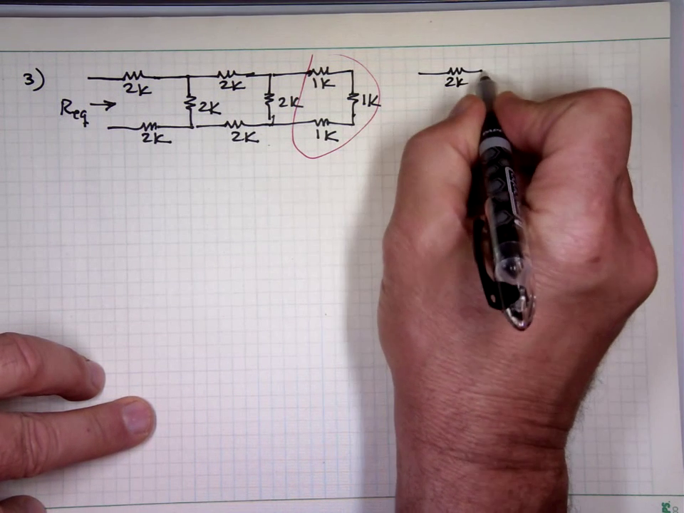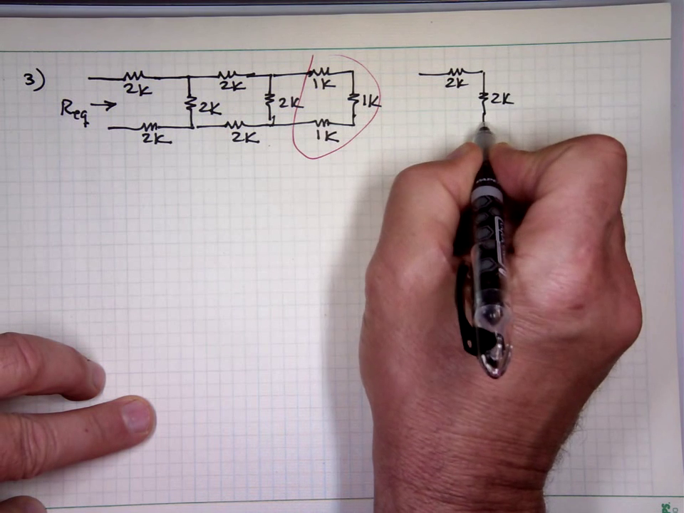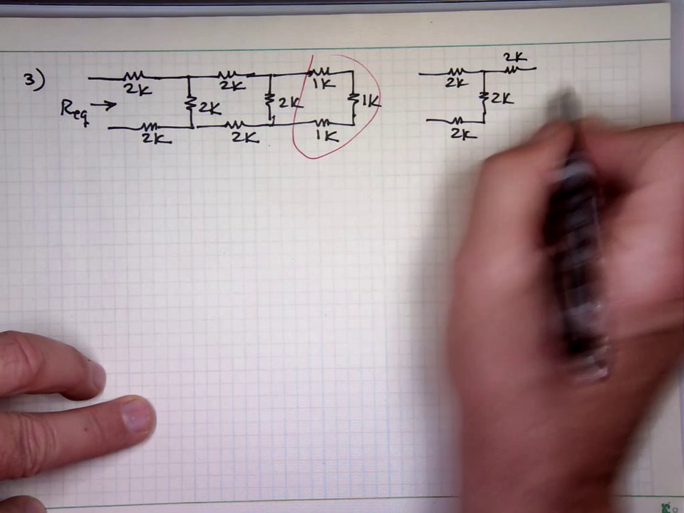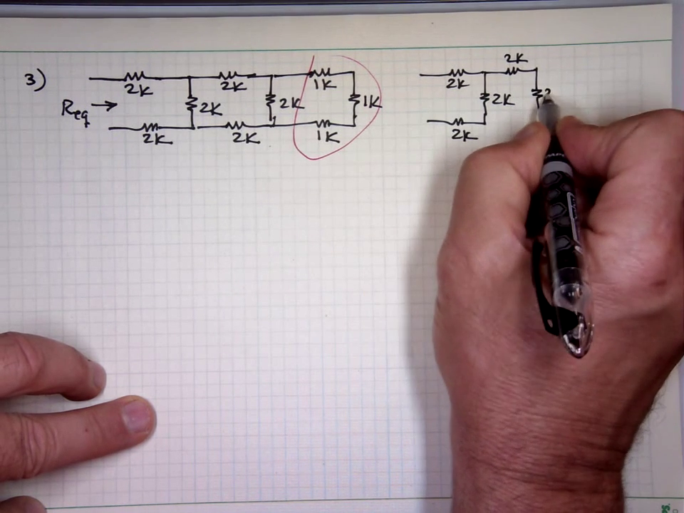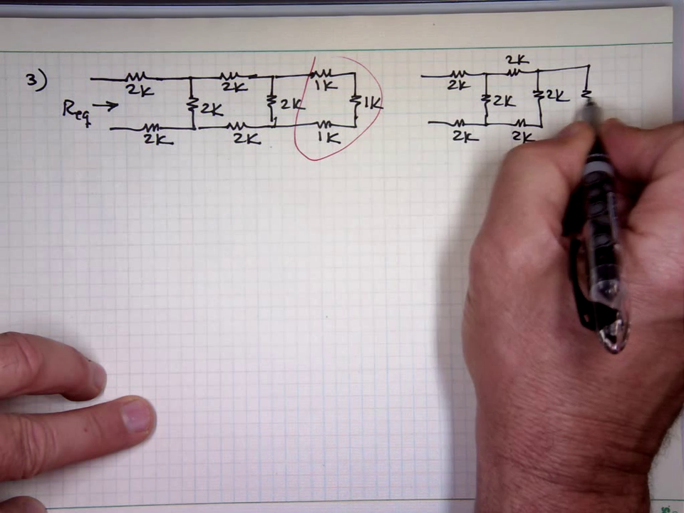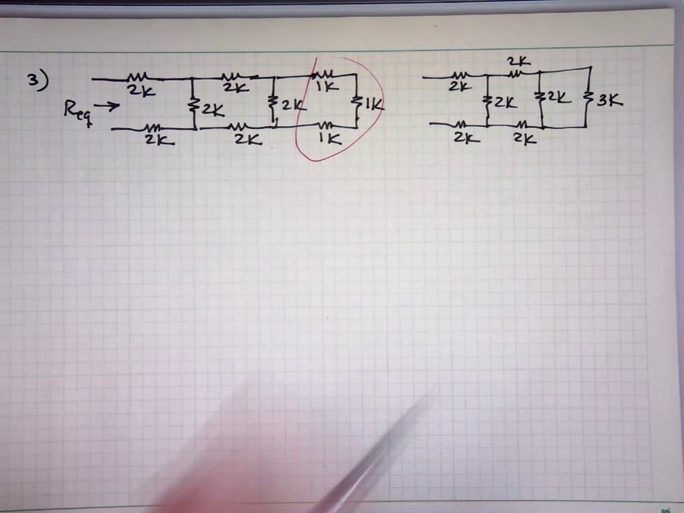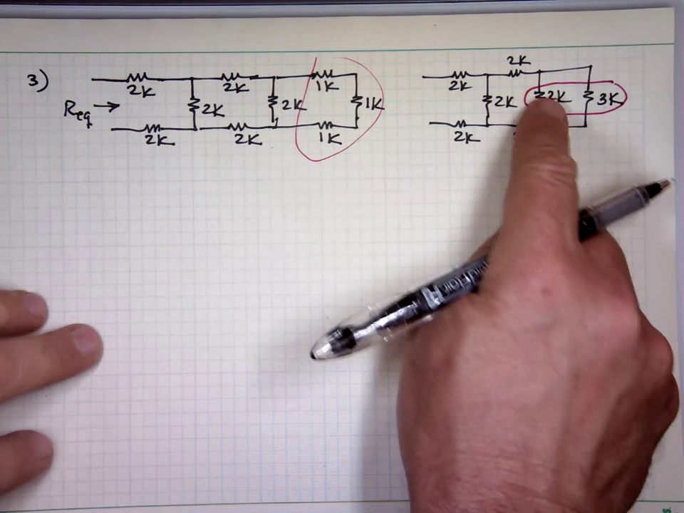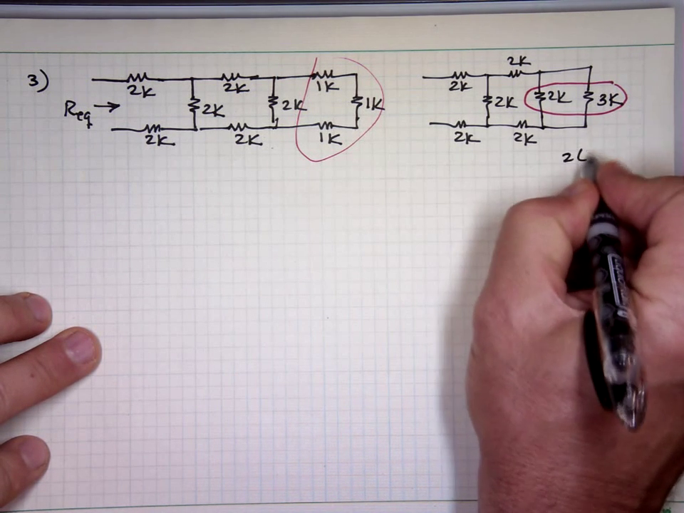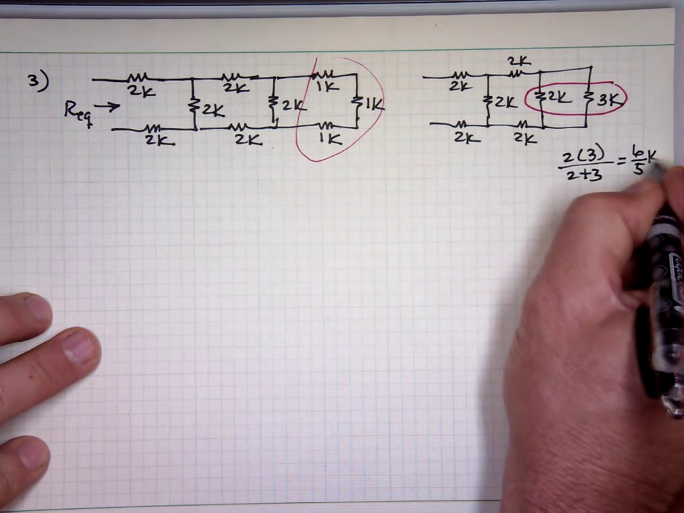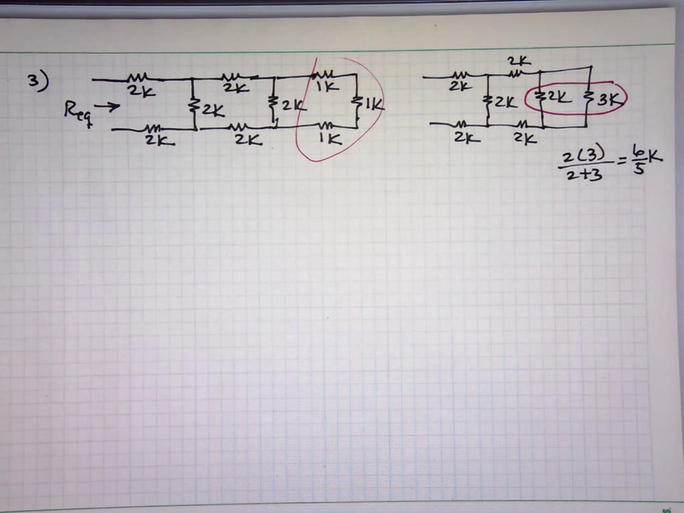2K, 2, 2, 2, all the K's are 2's, 2K, 2K, but now I got what here? 3K. Now these are connected in parallel. It is, bless you, the product over the sum, 2 times 3, 6, over the sum of them, 5. So it's 6 over 5K. 1.2, is it? Yep. So it will look like this.